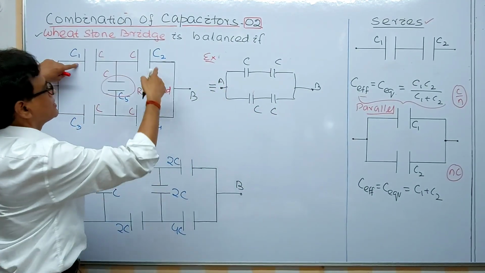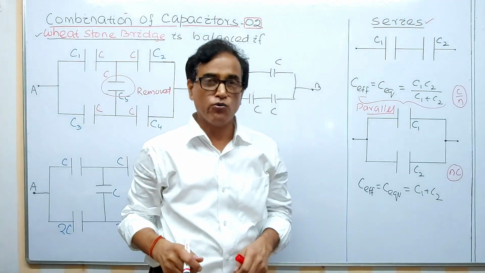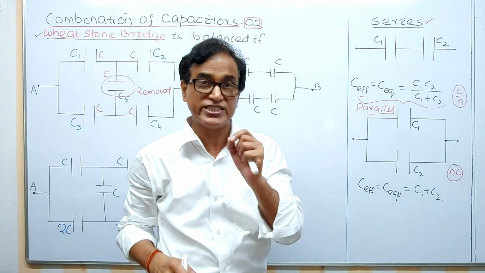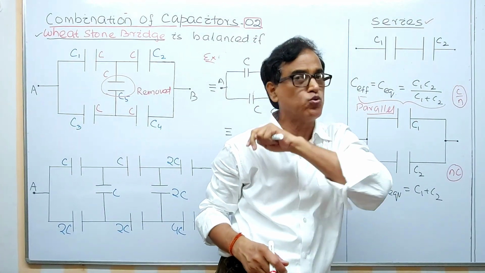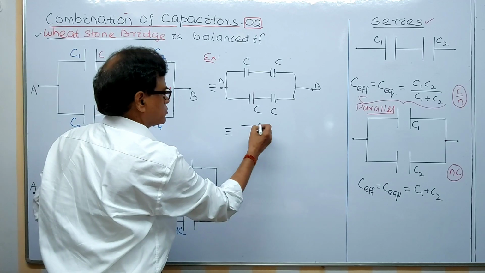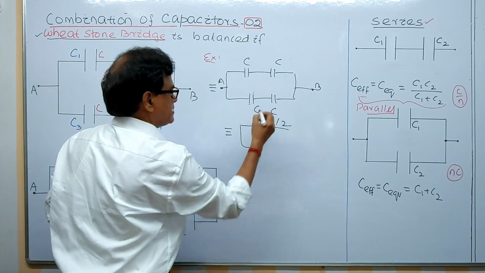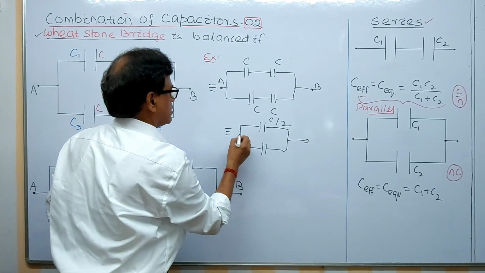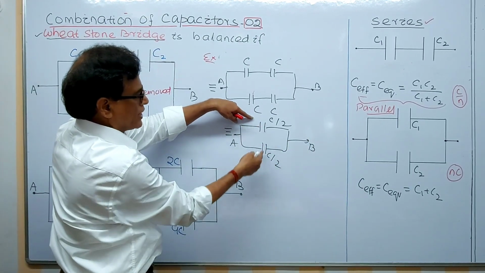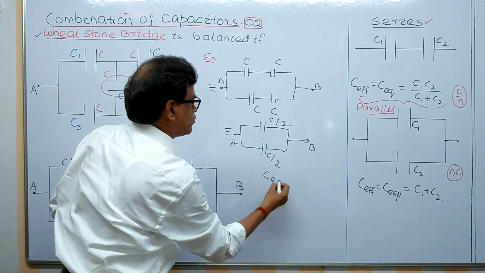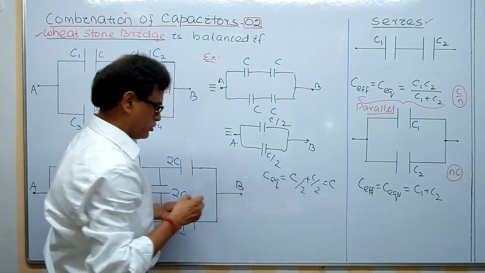Now here is C, here is C, here is C, here is C. I have taken this C1, C2. C1, C2 are in series. When two capacitors of the same value C are in series, the effective capacitance you can get by applying the formula C by N, where N is 2 here. So this CC in series gives you C by 2, and this CC in series is C by 2, and these two, C by 2 and C by 2, are in parallel. That's why the equivalent is C, because C by 2 plus C by 2 equals C.